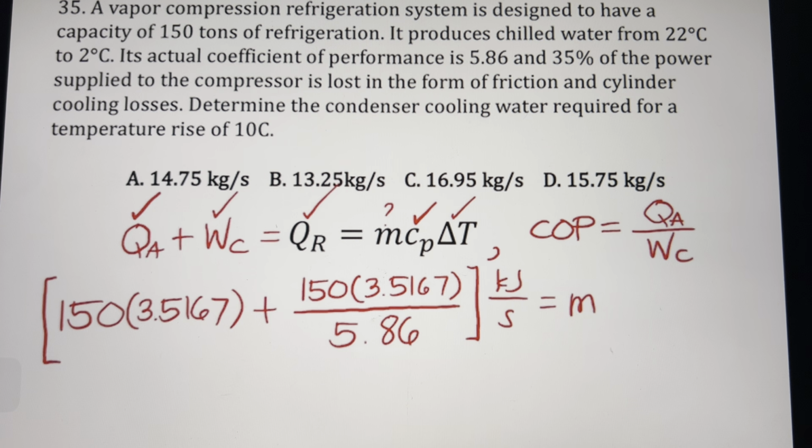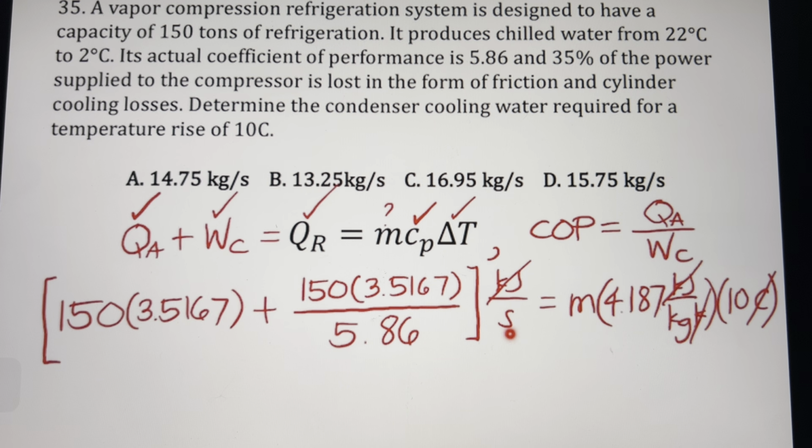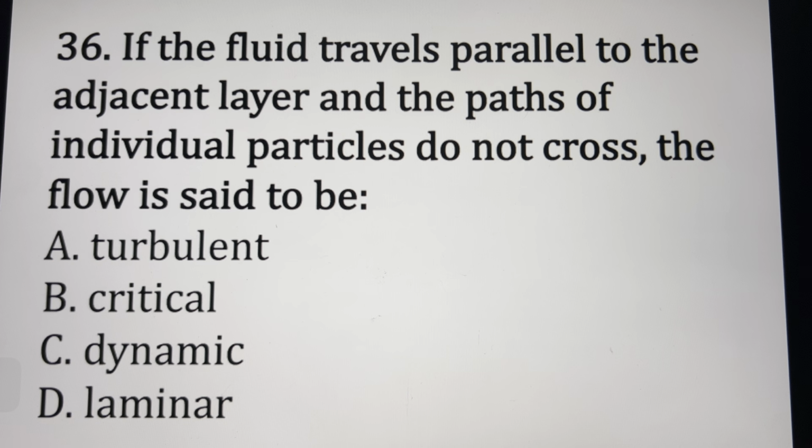It's equal to the mass of our cooling water. Cp is 4.187 kilojoules per kilogram Kelvin. And our rise in the temperature is 10. Take note that the change in Celsius is also the change in Kelvin, and kilojoules is cancelled in the left and in the right side. So the mass flow rate is expressed in kilograms per second. What is our answer? This is 14.75 kilograms per second.